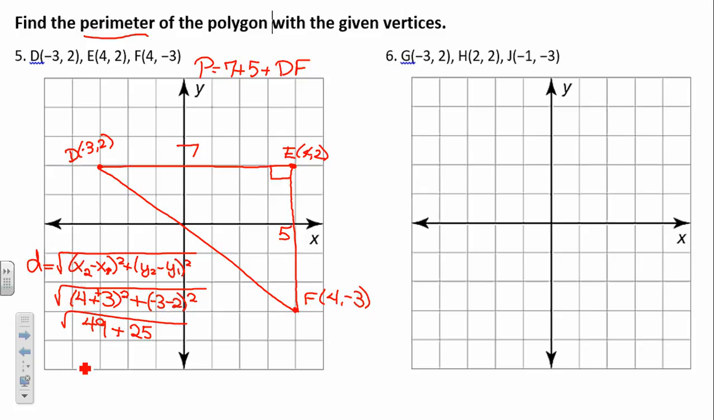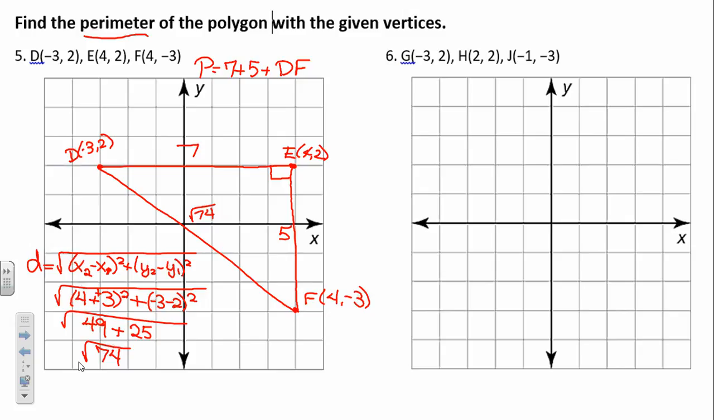So 74. Okay, Eric, did you have a question? Did you have a question? Okay. So 4 minus a minus 3 and negative 3 minus 2. Okay, watch your signs. Be very careful about your signs. So we have how much? So the square root of 74 is this distance between D and F.